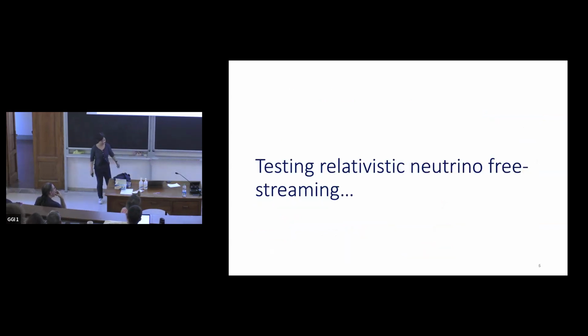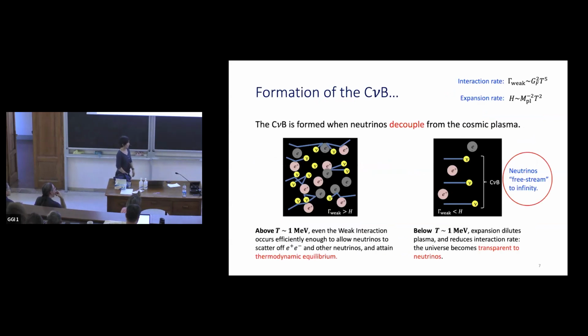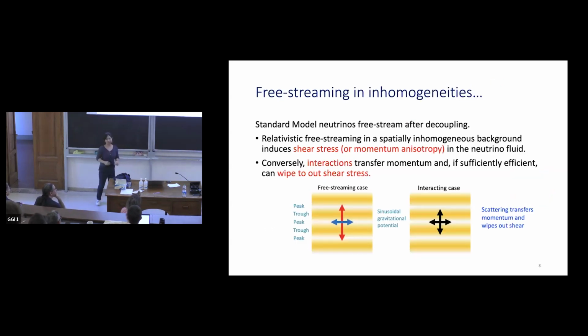That's what I'm going to be talking about: how we test relativistic neutrino free streaming. As I mentioned earlier, once the neutrinos are decoupled from the plasma, they free stream to infinity. That sounds like a maximally boring thing, they're just flying, right? But actually, it's not, because in the cosmological context, they are free streaming in an inhomogeneous background. And that has interesting consequences for these neutrinos.